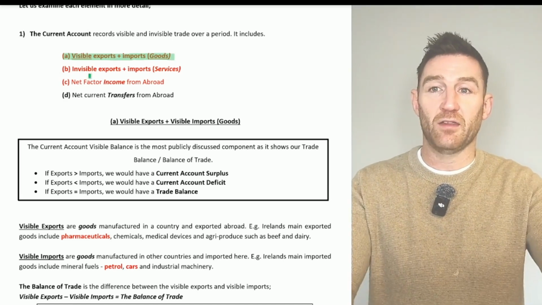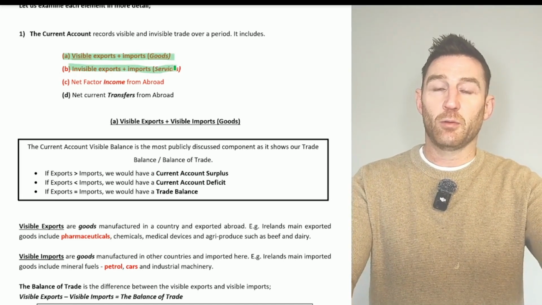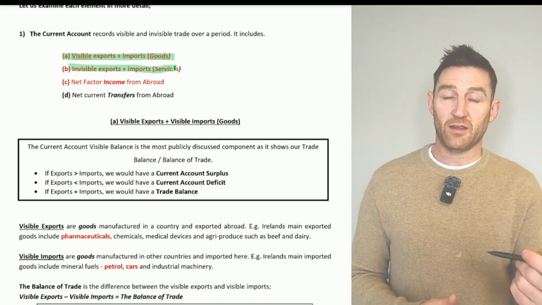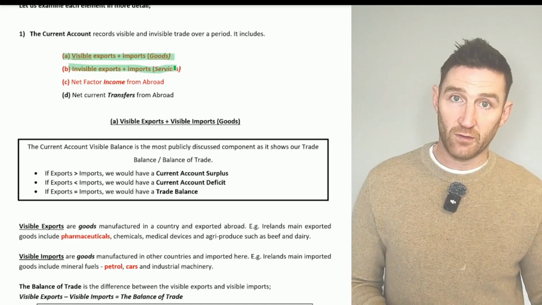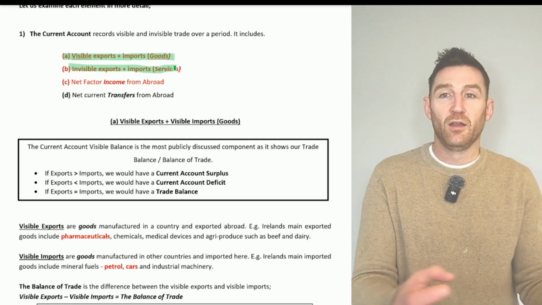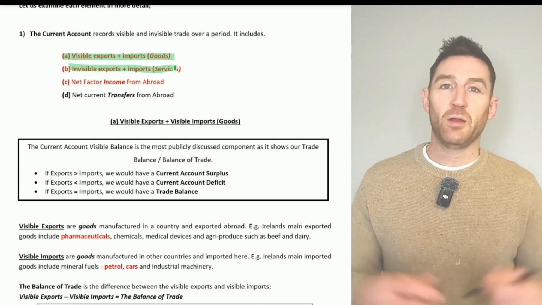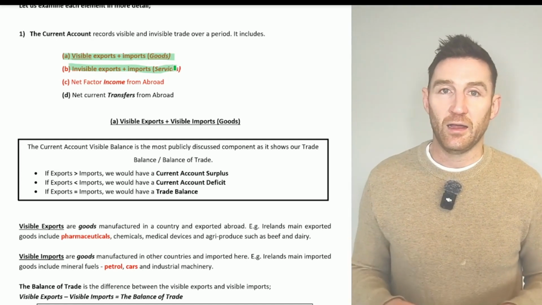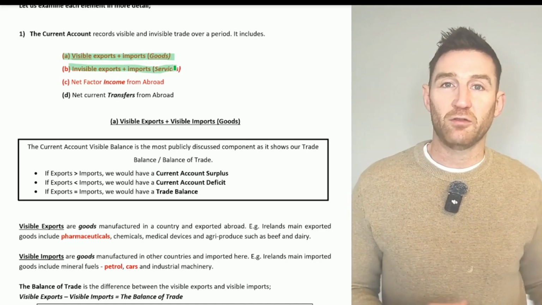The next one is invisible exports. So that's similar, but we're dealing with services. An invisible export is a service that we sell to another country. So tourism: foreign people come to Ireland, they go on holiday, and they spend money in restaurants, hotels, their services.